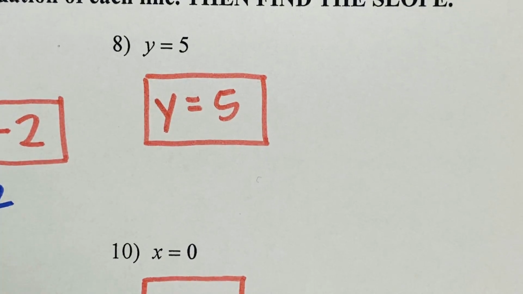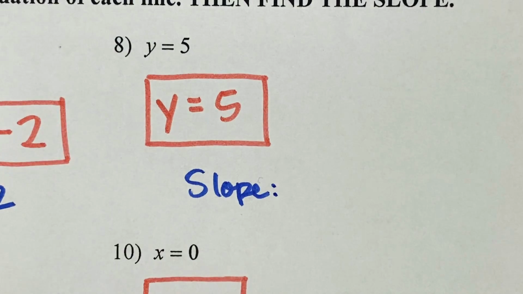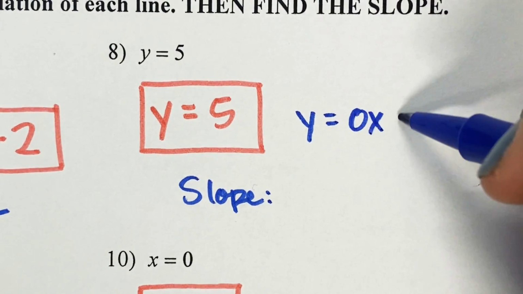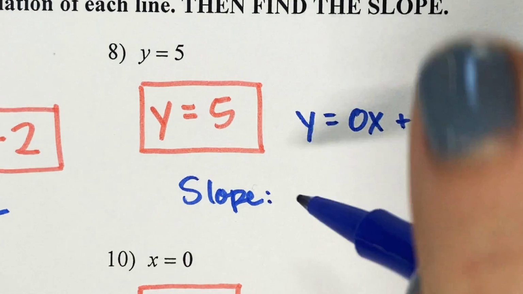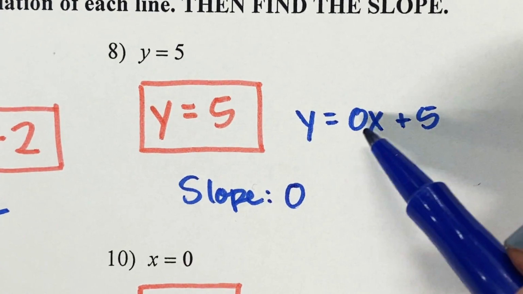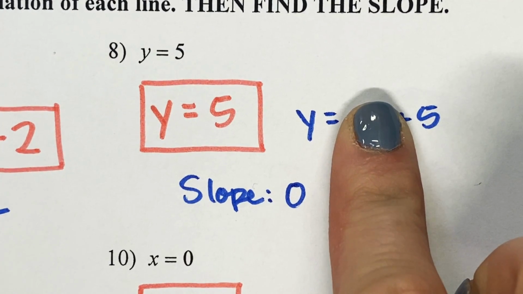Okay, let's look at number 8. What is my slope if it's the number right in front of the x for number 8? Remember, technically, this can be written as y equals 0x plus 5. So now, what is my slope? Slope is 0 because just like we talked about a few minutes ago, whenever we multiply anything by 0, it disappears, so we're just left with y equals 5.